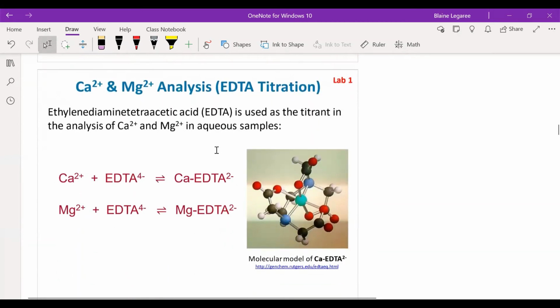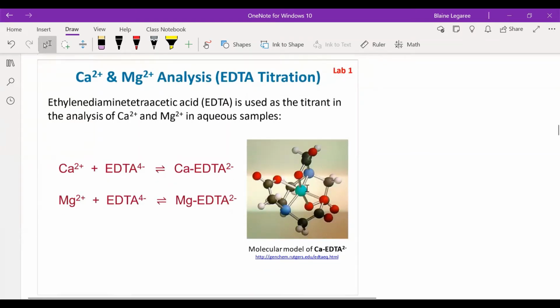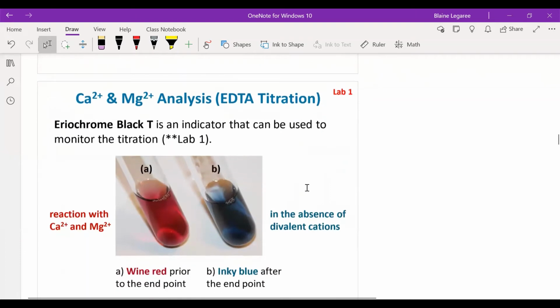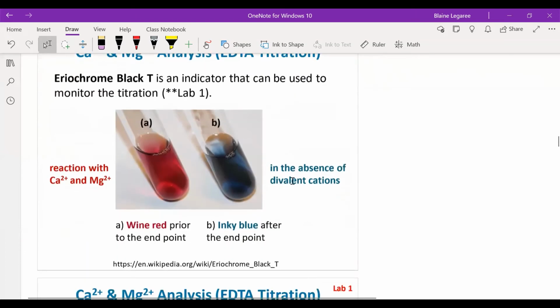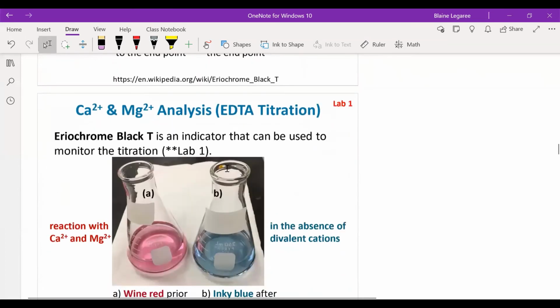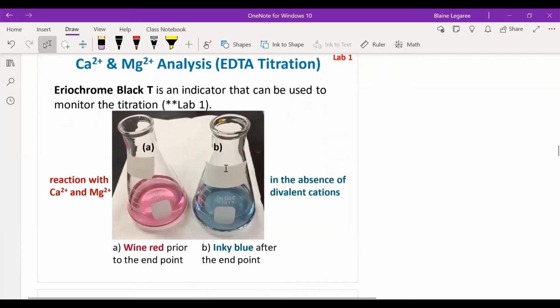So there's just another diagram showing the EDTA forming this complex around the divalent cations. So this is apparently what it's supposed to look like. I've never seen it this dark. It starts off with red and then turns blue. And this is in fact probably the darkest colors I've ever seen in the chemistry lab. Most semesters they're not quite as dark, but you can see it's going from red to blue.